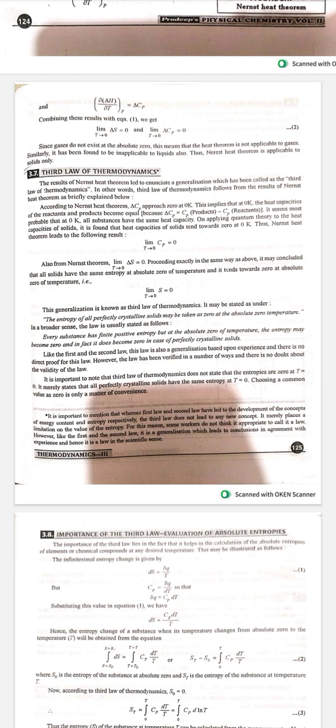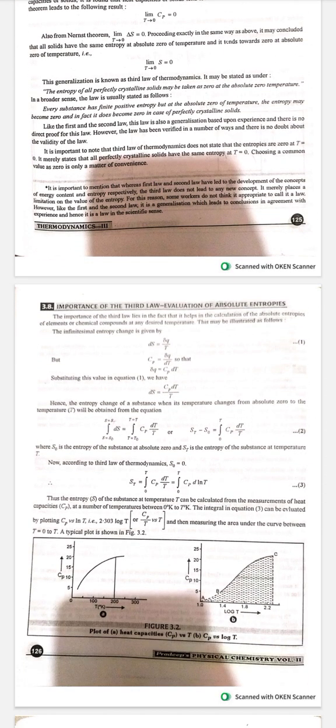Every substance has finite positive entropy, but at the absolute zero of temperature, the entropy may become 0. And in fact, it becomes zero in the case of a perfectly crystalline solid. Like the first and second laws, this law is also a generalization based upon experience, and there is no direct proof of it. However, the law has been verified in a number of ways. There is no doubt about the validity of the law.